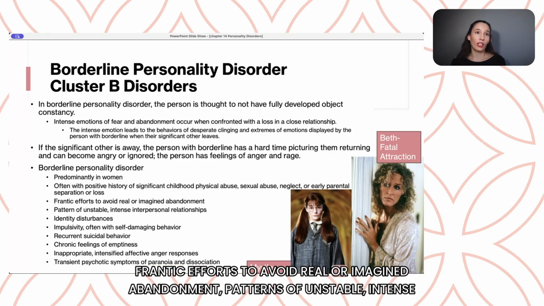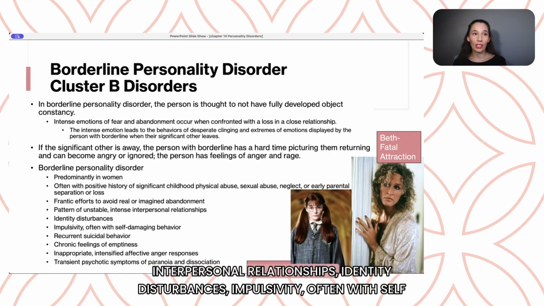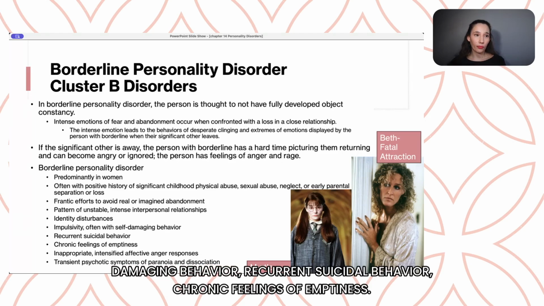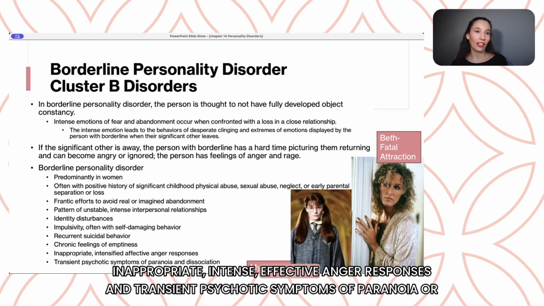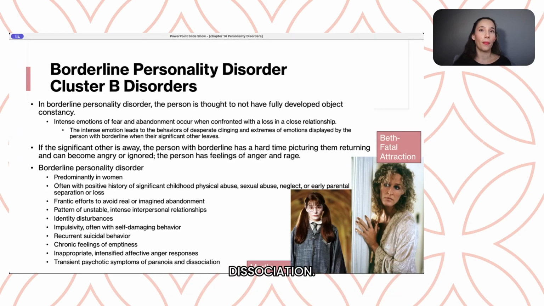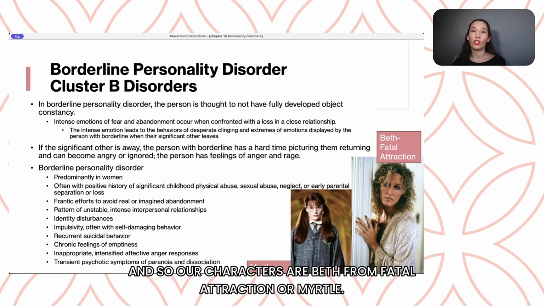Frantic efforts to avoid real or imagined abandonment, patterns of unstable, intense interpersonal relationships, identity disturbances, impulsivity, often with self-damaging behavior, recurrent suicidal behavior, chronic feelings of emptiness, inappropriate, intense anger responses, and transient psychotic symptoms of paranoia or dissociation. And so our characters are Beth from Fatal Attraction or Myrtle.